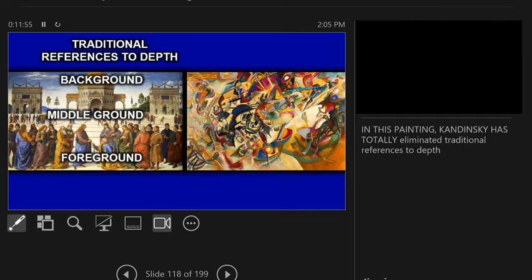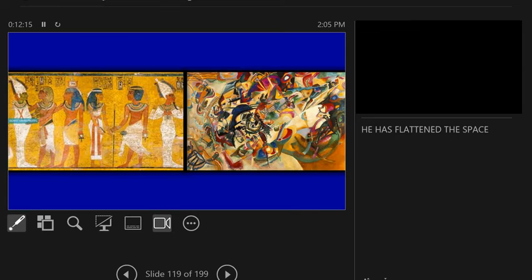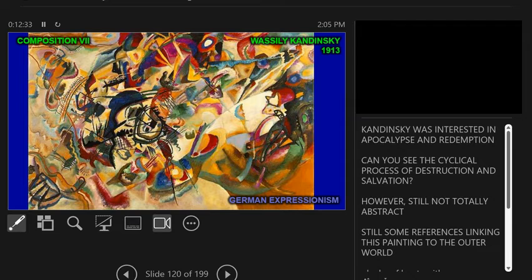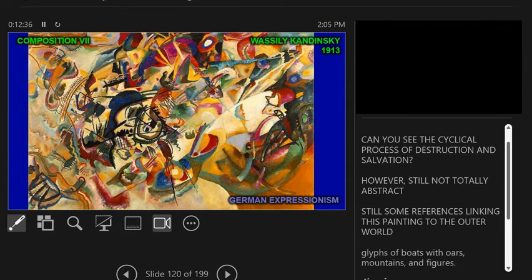If we compare these two paintings, the painting on the right has totally rejected any sort of space that traditional paintings have given us. Traditional paintings have a background, a middle ground, and a foreground to give us a sense that things go back into space. Well, he is completely rejecting that idea. And we're back to the Egyptian style of art where everybody is paper thin and wedged between two pieces of glass, like a slide under a microscope. And Kandinsky is interested in the apocalypse and redemption. Can you see the cyclical process of destruction and salvation in this painting?